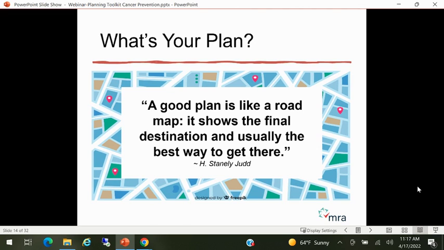So this takes us to the next part of our presentation where we talk about your plan. You know, your plan is a roadmap. It just shows the final destination and the best way that you're going to get there. It also eliminates any confusion, it's transparency, and it's the guide that your entire team can follow so that you all follow the same plan, you follow the same procedures, and you all arrive at the destination together.